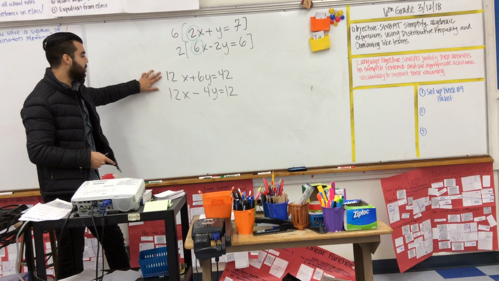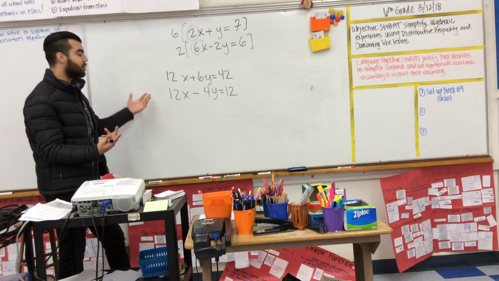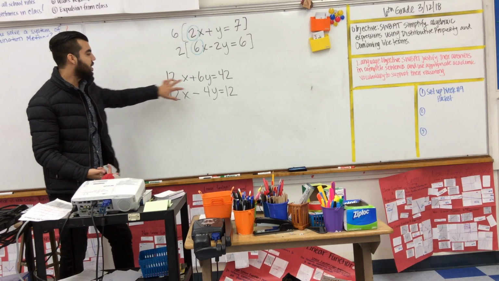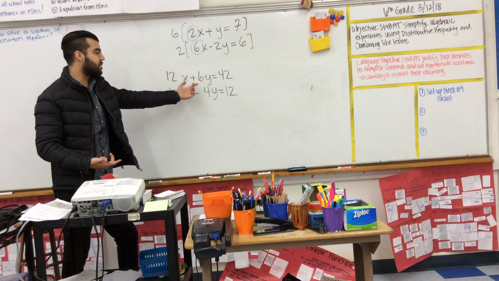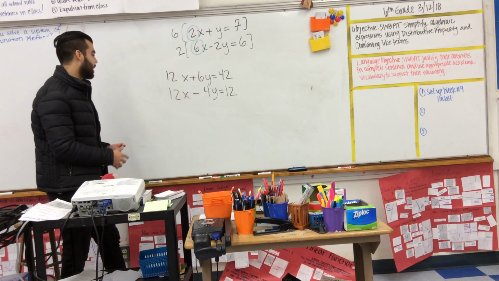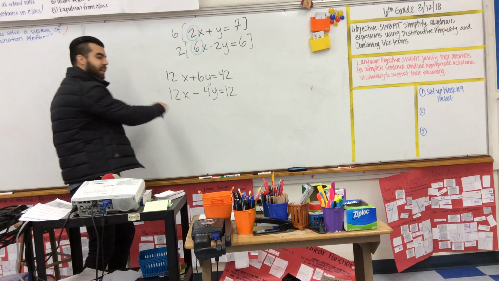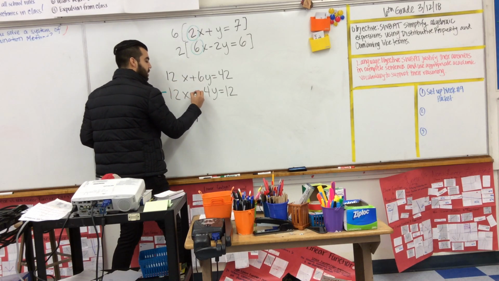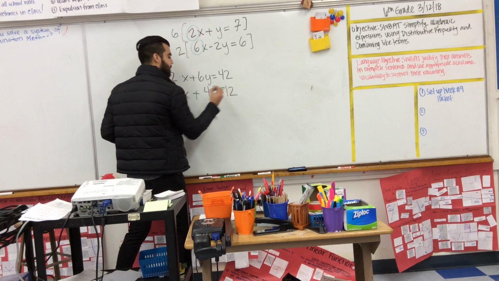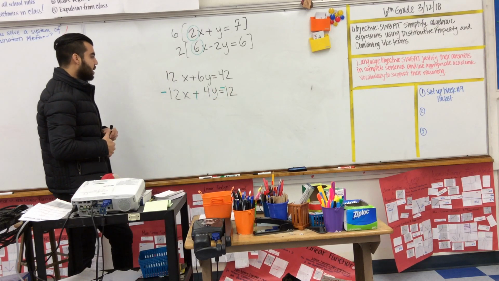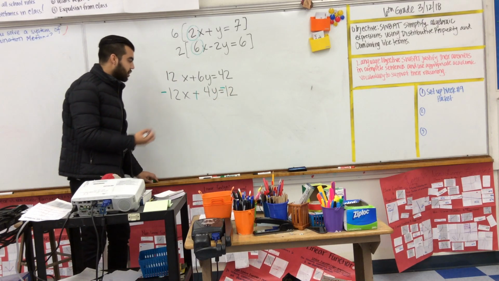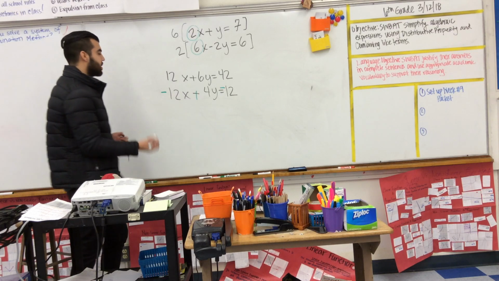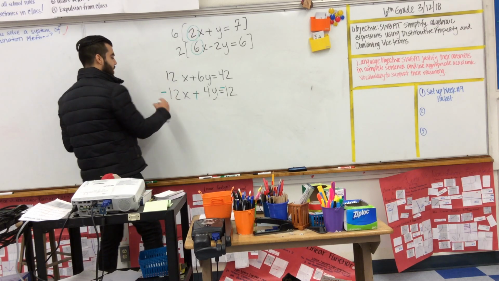So for the first term, 12x and 12x, those do not eliminate since they're both positive. And then for my second terms, that's a 6 and a 4, so we know those don't eliminate. So what you're going to do is, again, change all the signs of the second equation. So this becomes a negative, this becomes a positive, and this becomes a negative 12. So now go ahead and solve the system, or add both equations.